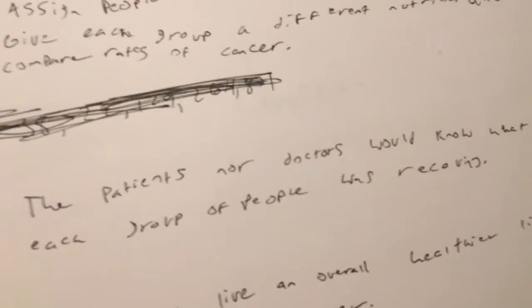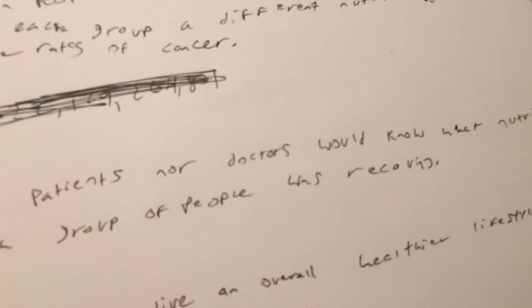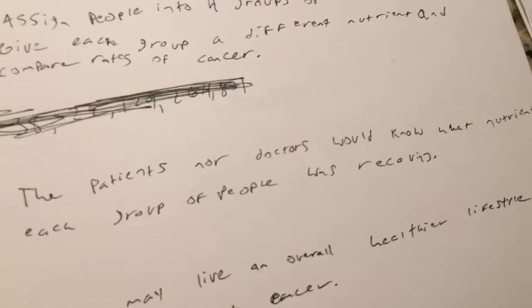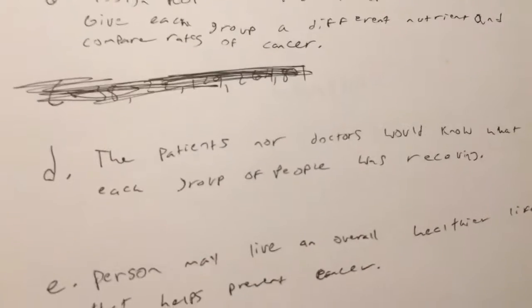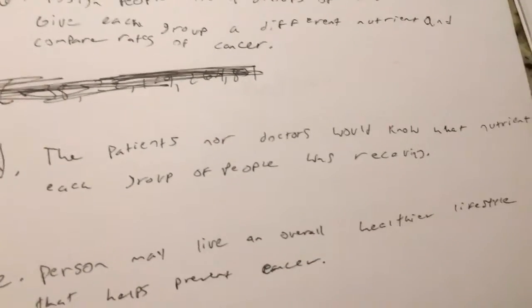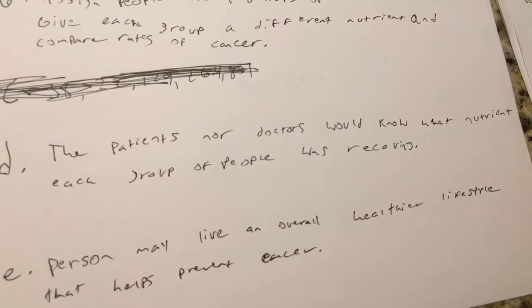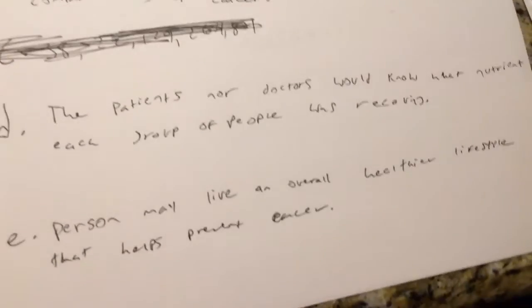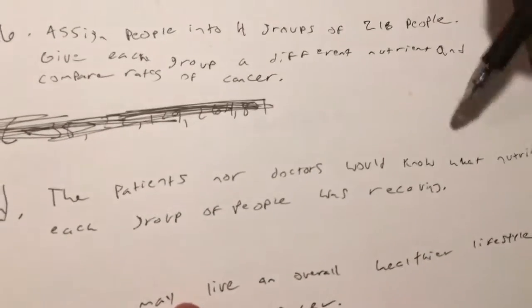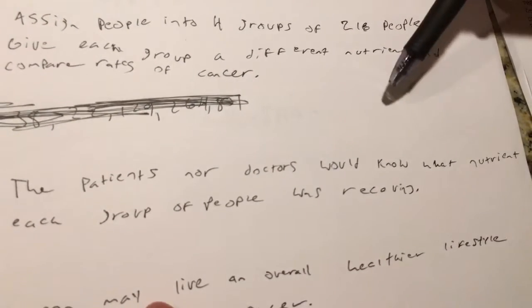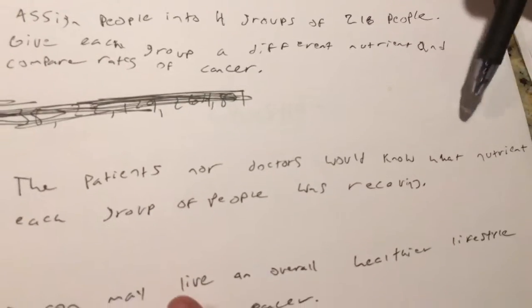Now on to part D. It says the study was double-blind. What does this mean in the context of the problem? What I said for this is that neither the patients nor the doctors would know what nutrient each group of people was receiving. A double-blind procedure is when neither the experimenter nor the experimentee knows what they're getting or what's going on, and this reduces bias. So in the context of this problem, neither the doctors who are the experimenters nor the patients who are the experimentees would know what nutrient they're receiving.